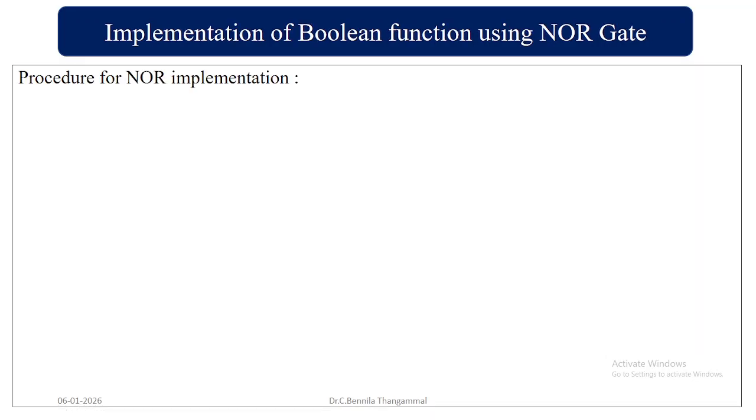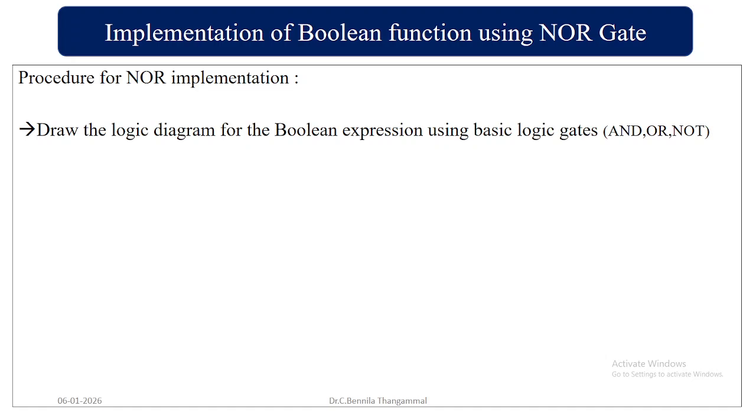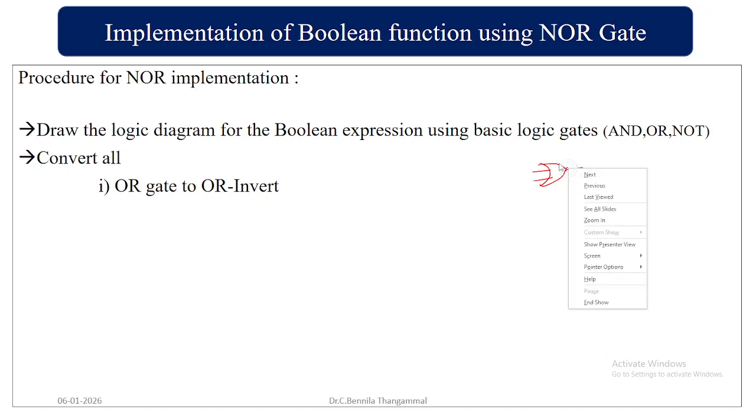The procedure for the NOR implementation is: draw the logic diagram for the Boolean expression using the basic logic gates. Then convert all OR gates to OR invert. Why is it so? If I have an OR gate and I add a bubble at the output, it is converted into a NOR gate. Whenever I introduce a bubble, I should compensate it at the other end of the line. You should always remember that, so that the value of the expression will not be changed.